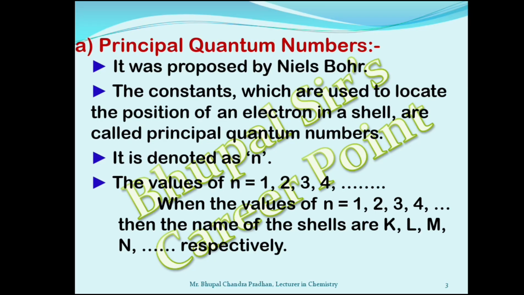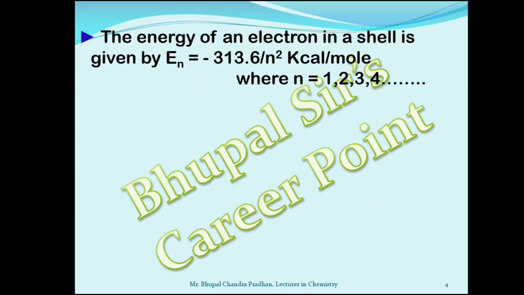The values of n are 1, 2, 3, 4 and so on. When the value of n is equal to 1, the name of the cell is K cell. When it is 2, the name of the cell is L cell. When it is 3, the name of the cell is M cell. When the value of n is 4, the name of the cell is N cell. Thus, when the values of n are 1, 2, 3, 4, the names of these cells are K, L, M, N respectively. Now, how are these quantum numbers used?